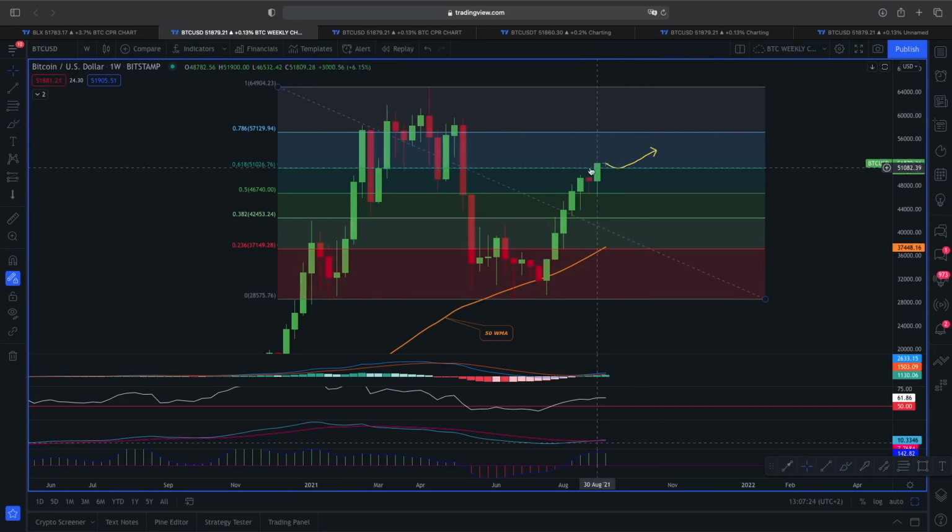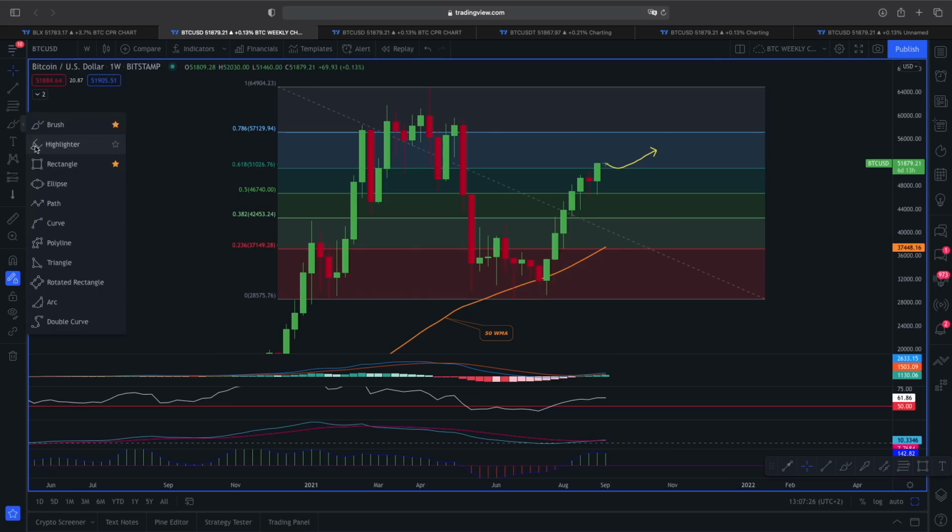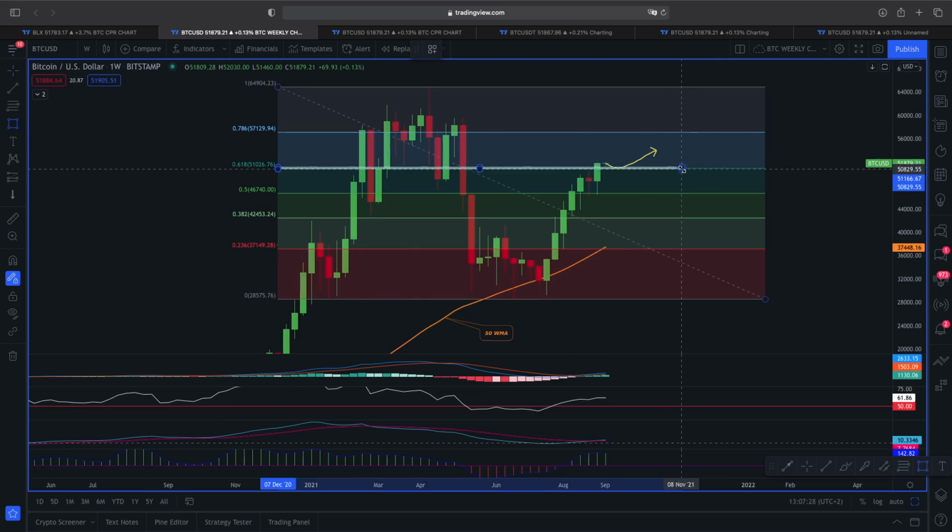So if we do see any sort of a shakeout again, price coming back to retest this Fibonacci line, any sort of a pullback, this same line now is going to be acting as a strong line of support. So that's why even if we are going to see a pullback and a retest of this 0.618, we are absolutely fine with that.